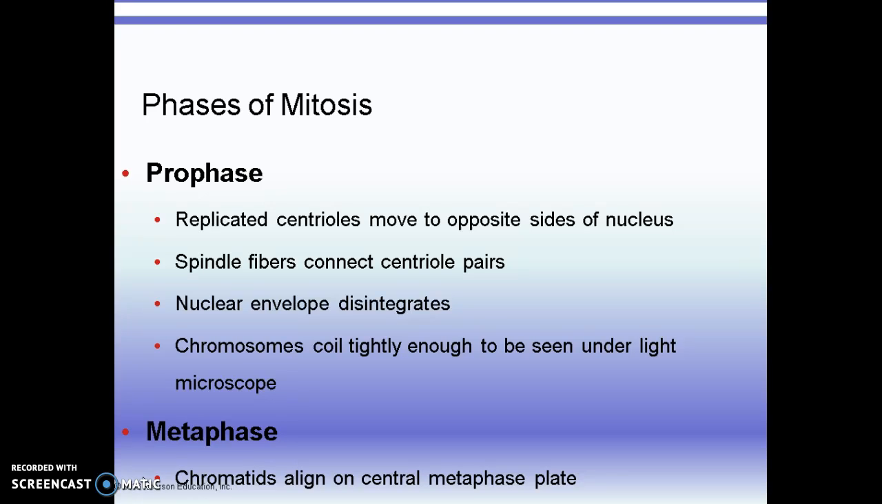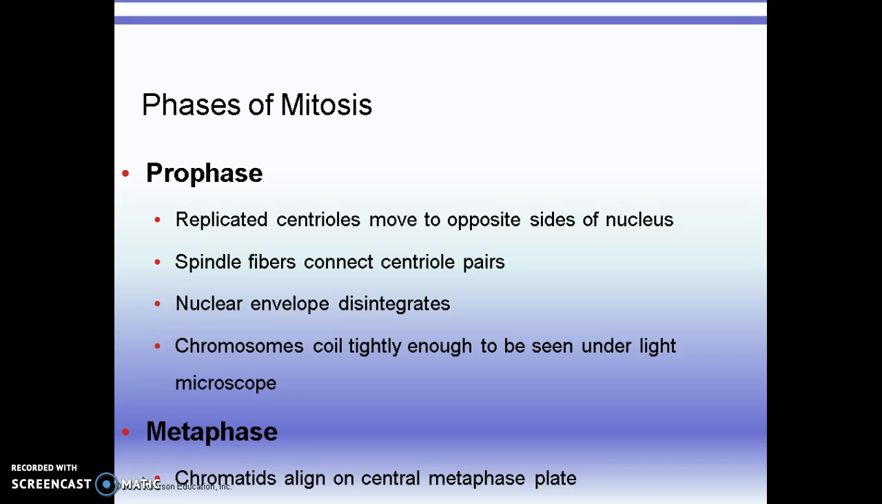There are 4 phases of mitosis. Think of PMAT, P-M-A-T. In prophase, the replicated centrioles move to opposite sides of the nucleus. It is these centrioles that the spindle fibers will basically grow from to produce the spindle apparatus. In prophase, the nuclear envelope disintegrates, and the chromatin, which is the stretched out form of DNA, winds up or coils very tightly to become a chromosome.